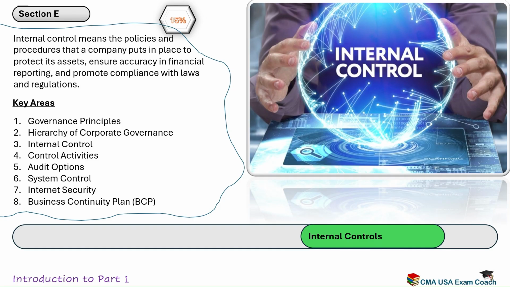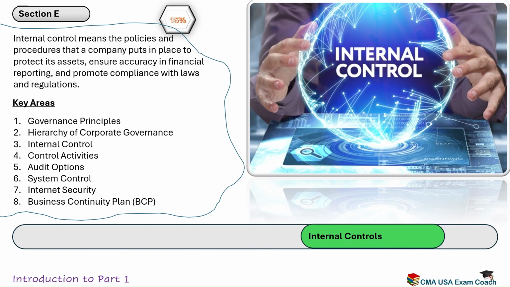Next, Business Continuity Plan, BCP. Finally, we'll discuss the Business Continuity Plan, which ensures that an organization can continue operating even when unexpected events occur, like natural disasters, system breakdowns, or cyber attacks. It includes backup systems, recovery procedures, and communication plans to minimize downtime and protect critical operations.